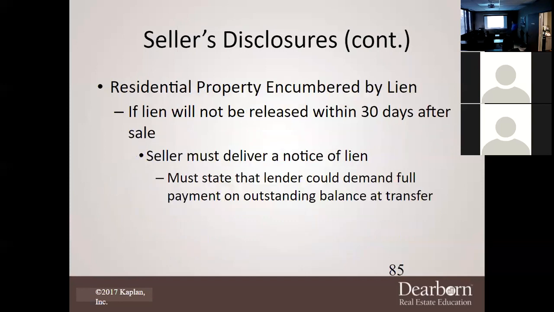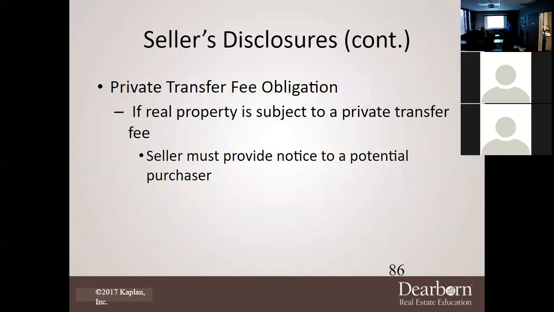The residential property can be encumbered by a lien, and we all understand that for mortgages and all of that. But if a lien will not be released within 30 days after the sale, then the seller must deliver a notice of lien. And that must state that the lender could demand full payment on the outstanding balance at the transfer. Common sense here. If you're going to sell your property, the money has to be sent where? You got to go pay your mortgage. So you don't get to just transfer it and not pay the mortgage company. The mortgage company has to be paid.